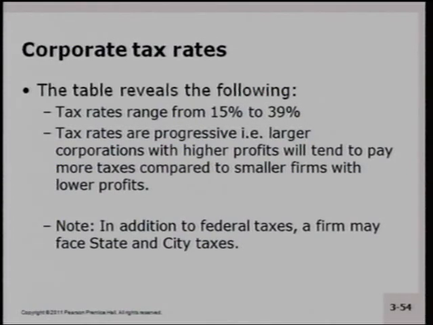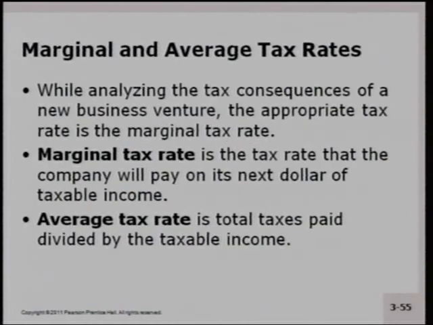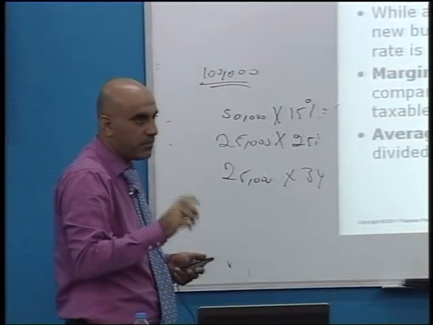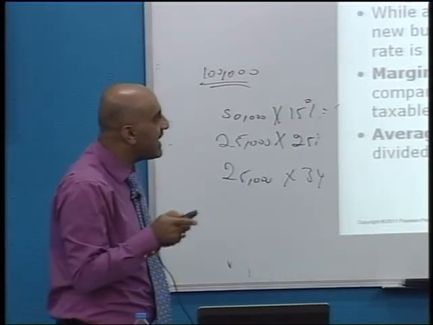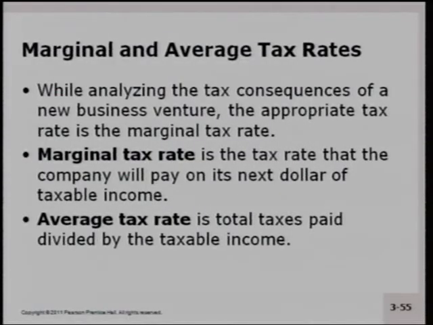They also pay city taxes, and the marginal and average tax rates. While analyzing the tax consequences of a new business venture, the appropriate tax rate is the marginal tax rate. Marginal tax rate is the tax rate that a company will pay on its next dollar of taxable income, not as a lump sum. Average tax rate is the total taxes paid divided by the taxable income.